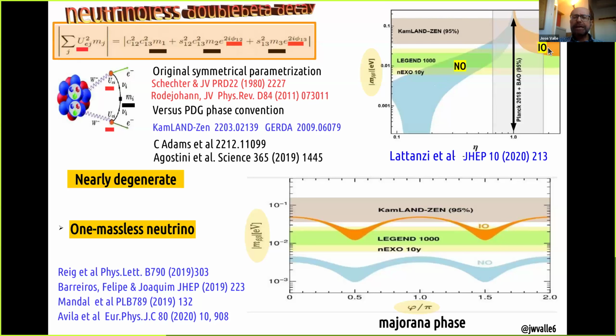Correspondingly, for inverted mass ordering, we must lie here in this orange band. And the good thing is that now this band is completely covered by the expected sensitivity of the next round of double beta decay experiments, indicated in green and yellow.